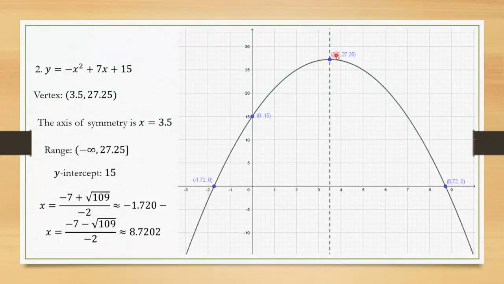But anyway, we now have our graph and we have everything. As you can see, the vertex is up here. We have our y-intercept, and we have our x-intercepts. And you can see that the graph looks like this, opening downward, which is, again, confirmed because A is negative. Okay, good. Are there any questions so far?